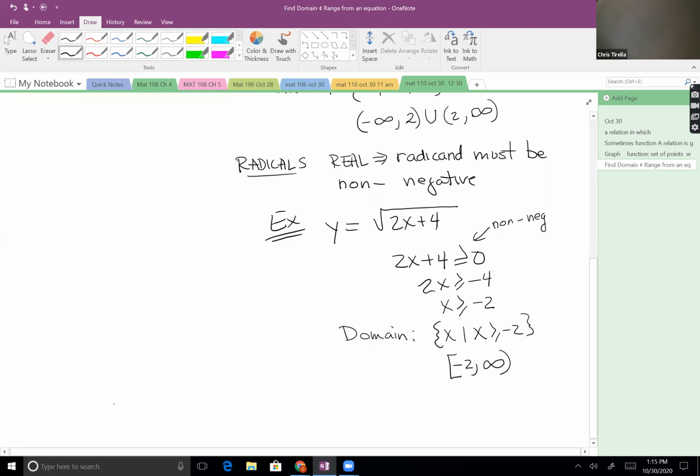We're also asked to sometimes find the domain and range from a graph.